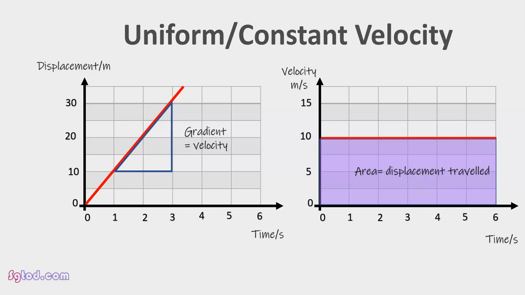You might wonder, what about the gradient of the velocity time graph? You will learn in the next lesson that the gradient of the velocity time graph will give the acceleration of the object. As you can see in this case, the gradient of the graph of an object traveling with uniform speed is 0, indicating that the acceleration is 0. We will cover this in more detail in our next lesson.